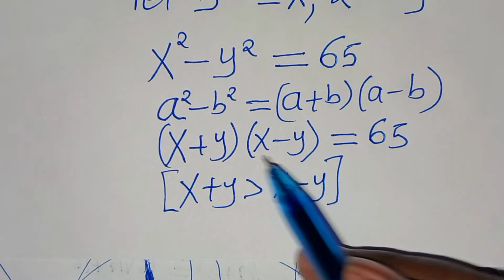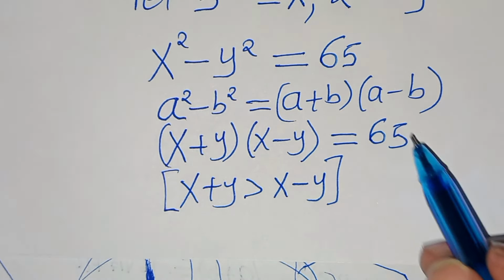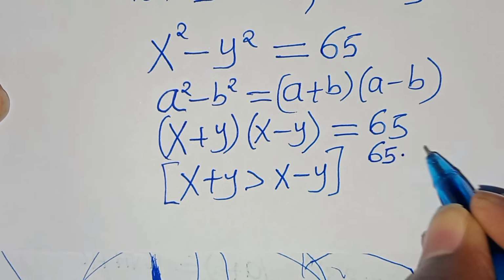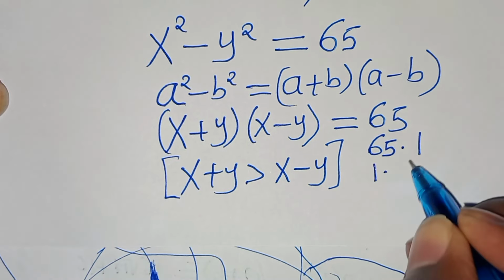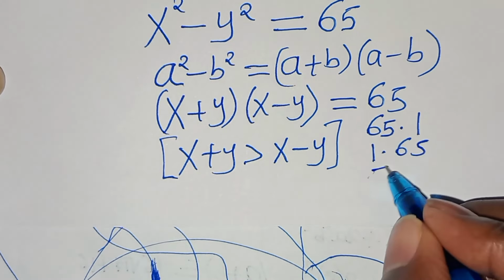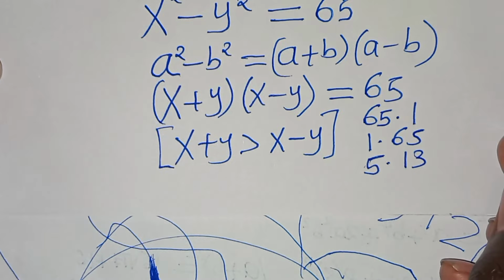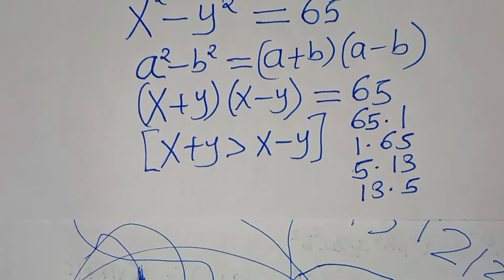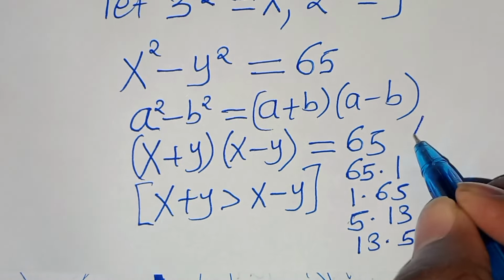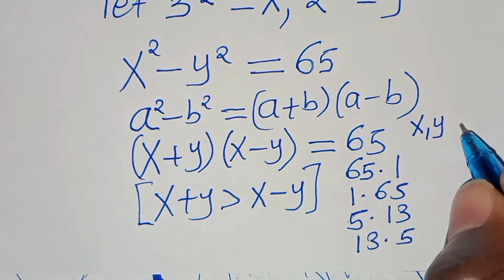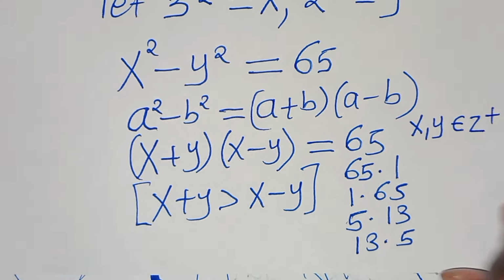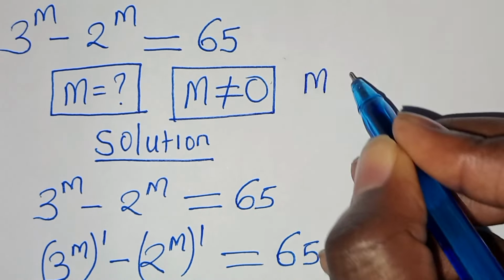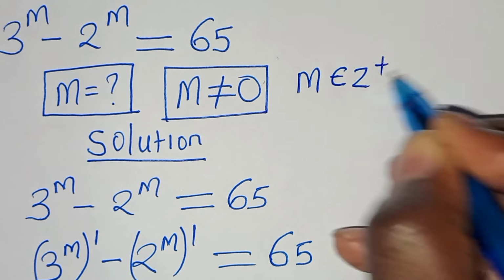Following this, let's determine the factors of 65. Here we have 65 multiplied by 1, which is 1 times 65. Then we have 5 times 13, then 13 times 5. And here x and y are members of the positive integers, so m is a member of the positive integers.